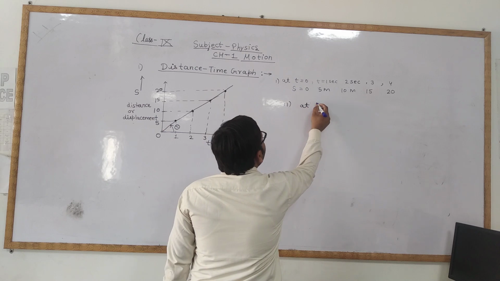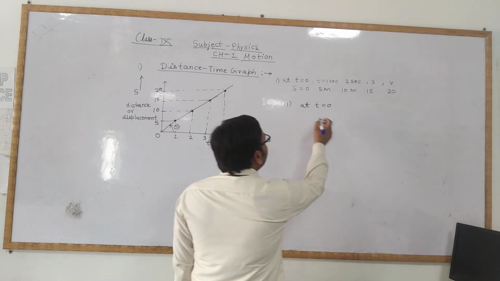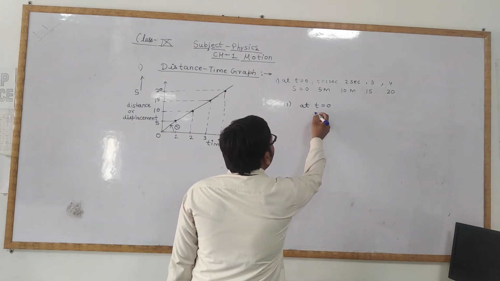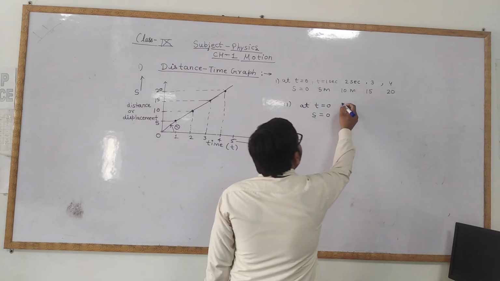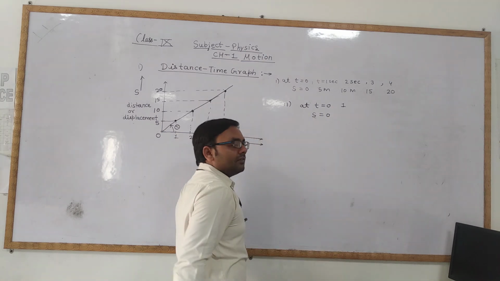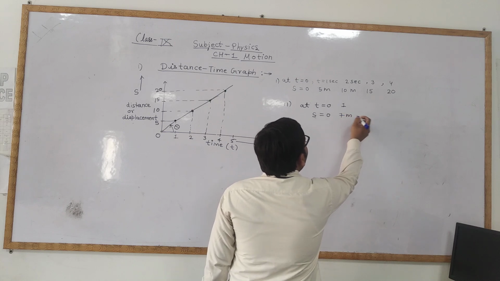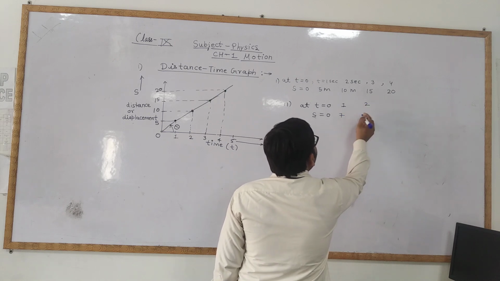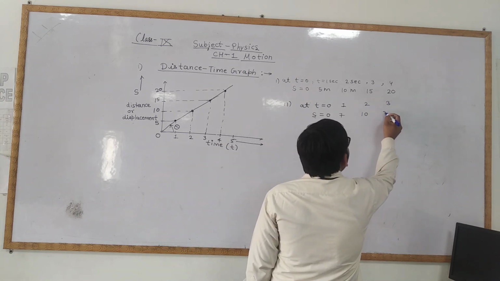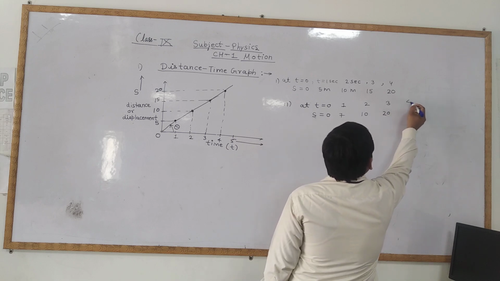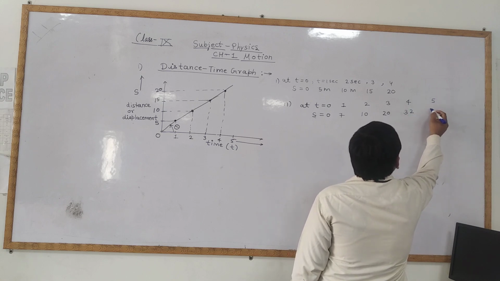Suppose at time t equals 0, that is the observing time, when we start observing the motion of the object, the object was at rest. So the displacement is suppose 0. Now after 1 second, suppose the object has moved through some distance, suppose it is 7 meters. Now after 2 seconds, suppose the distance or displacement becomes 10. Then after 3 seconds, it becomes 20. And after 4 seconds, it becomes 32. After 5 seconds, it becomes 50.